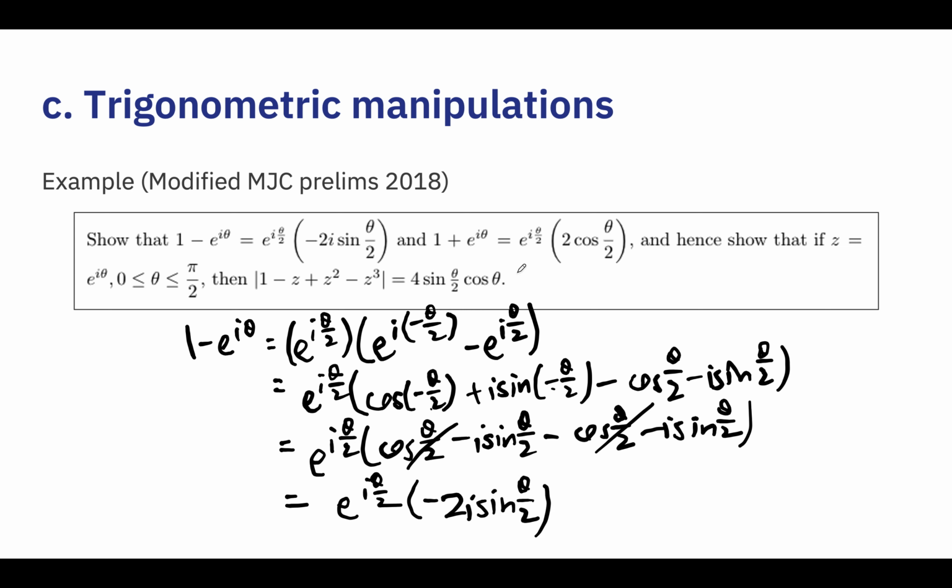Okay, so for the other case, it's almost exactly the same. So do try it out. Essentially what you're doing is replacing this with an addition sign, so these all become pluses. And instead of the cosine terms cancelling out, now your i sine terms cancel out, leaving 2 cosine theta over 2. Okay, so now we're going to try the second part.